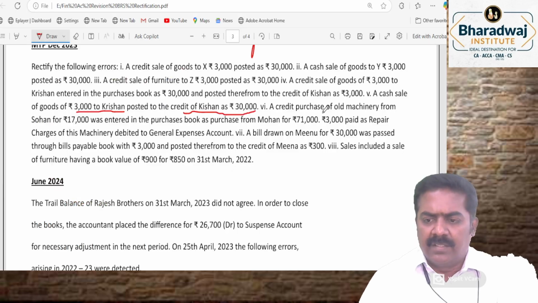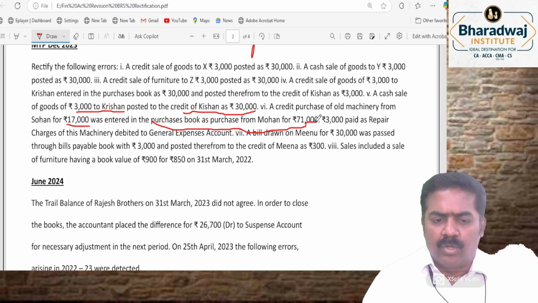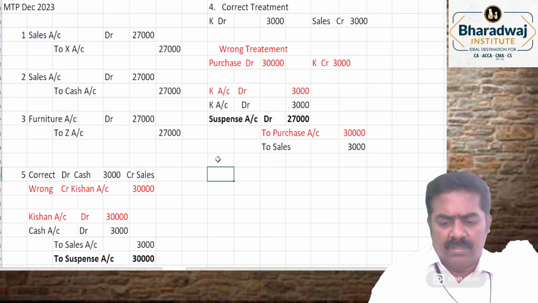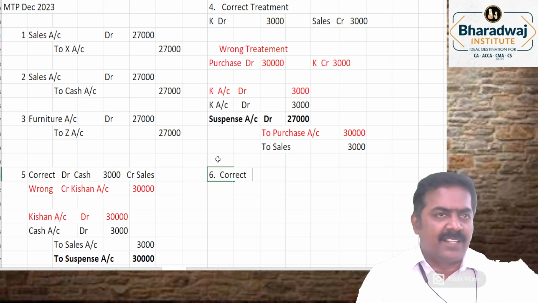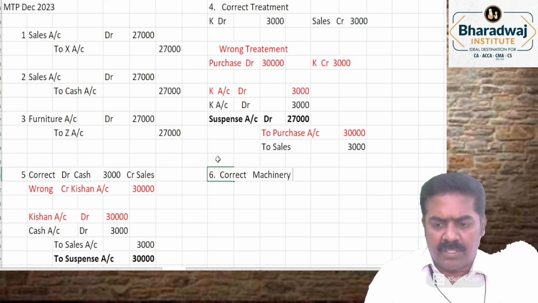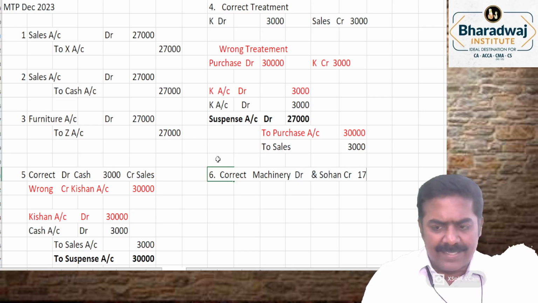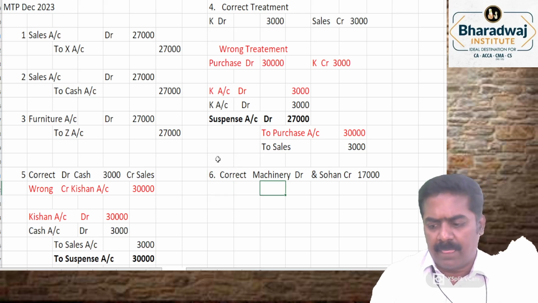Sixth one, credit purchase of old machinery from Sohan entered in the purchase book as purchased from Mohan. So, what is the correct treatment? We are purchasing machinery. Machinery account debit, and Sohan account credit, how much amount? 17,000. But what is the wrong treatment given?